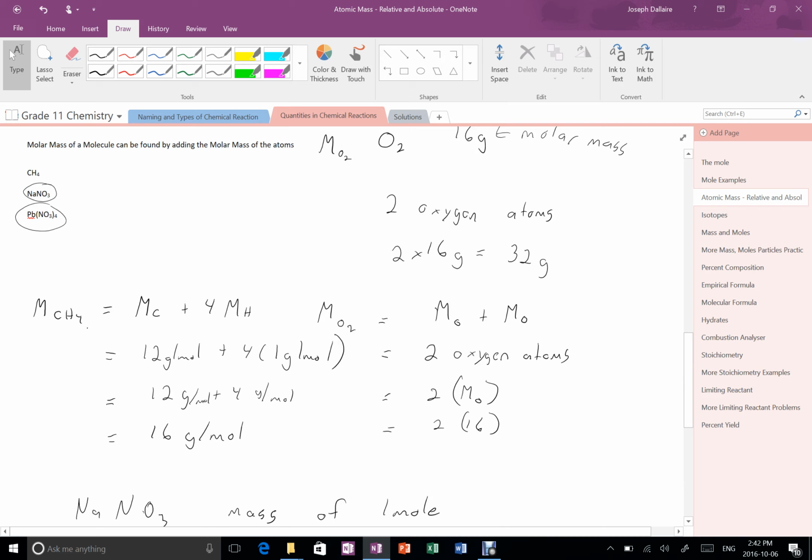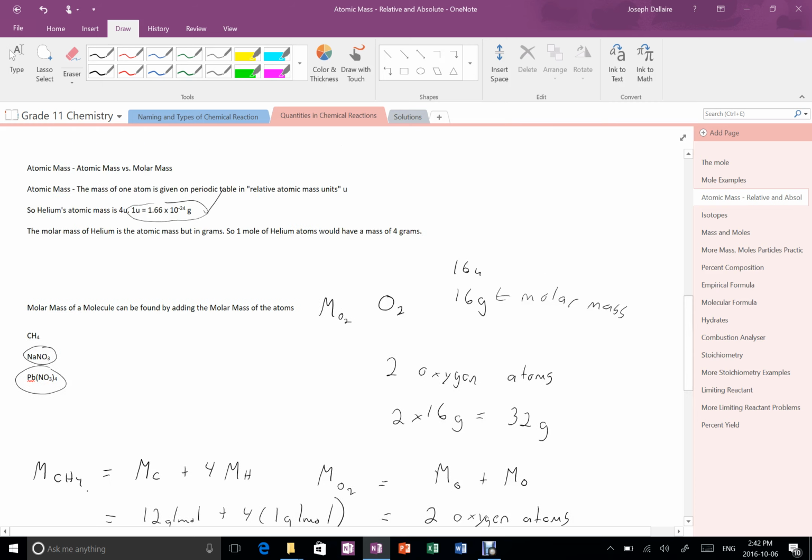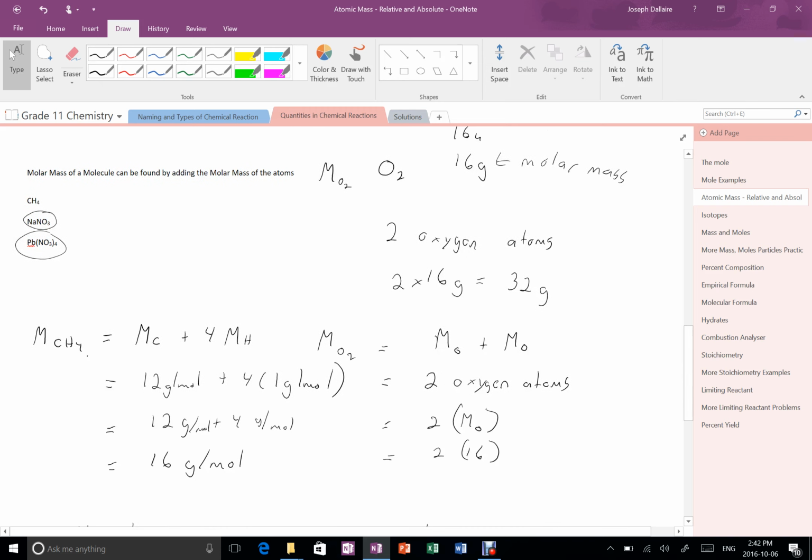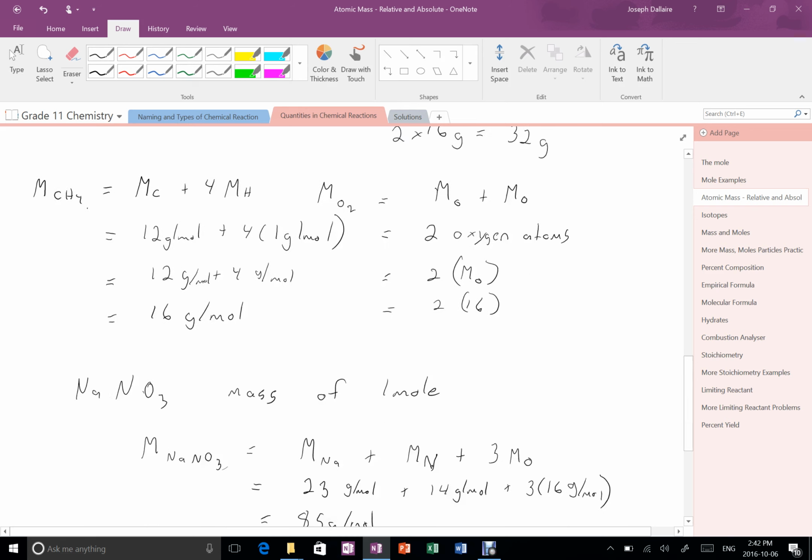So if we had CH4, 12 plus 4 hydrogens at 1 each gets us a molecule with a total mass of 16 grams per mole. I guess we could even say that we could get the mass of an individual methane molecule as 16 U if we wanted to use the atomic mass instead of the molar mass, or the molecular mass instead of the molar mass, for some reason. So that's all that.